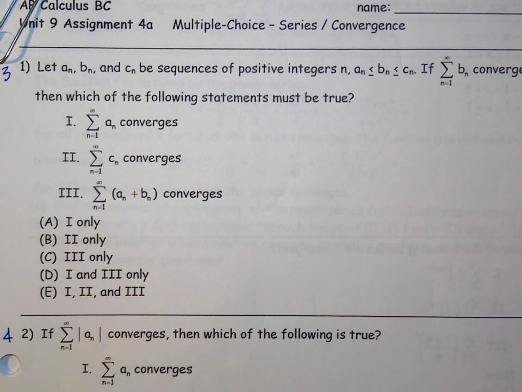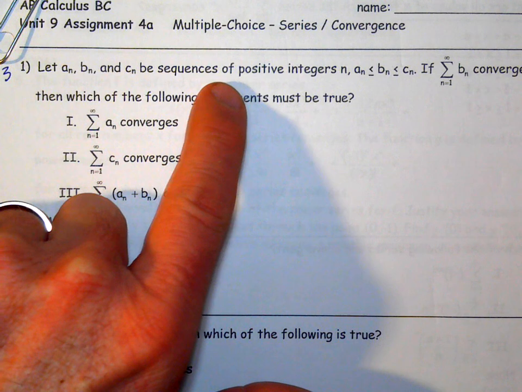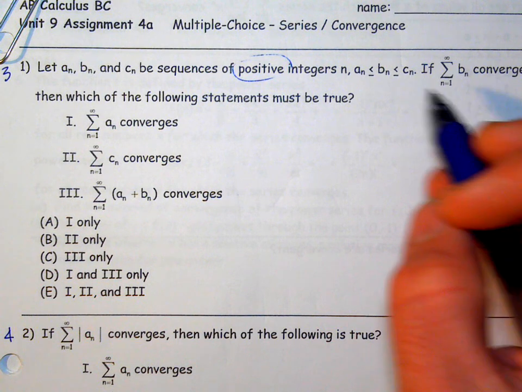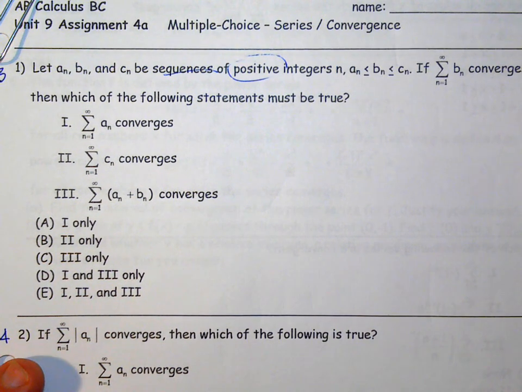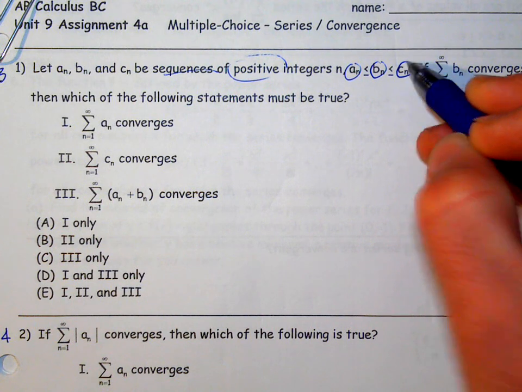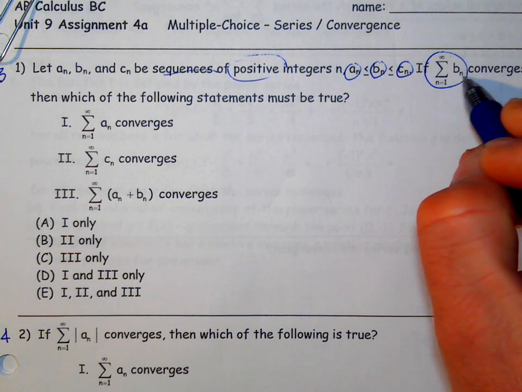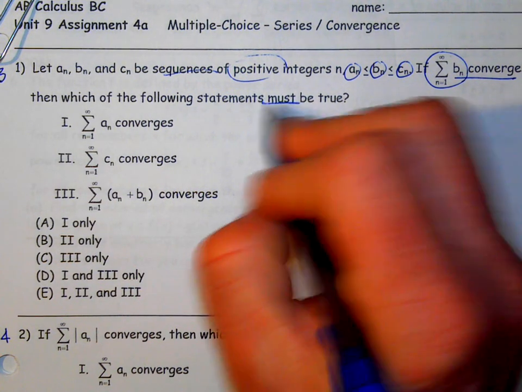These are multiple choice. So first problem says let A sub n, B sub n, C sub n be sequences of positive integers. So they're saying they're all positive and they're sequences. On their own, they're lists of terms. And all the A terms are less than the B terms are less than the C terms at whatever n value you're at. So then we're going to look at series, which adds all those terms up. And it says if the B sub n series converges, then which of the following statements must be true?